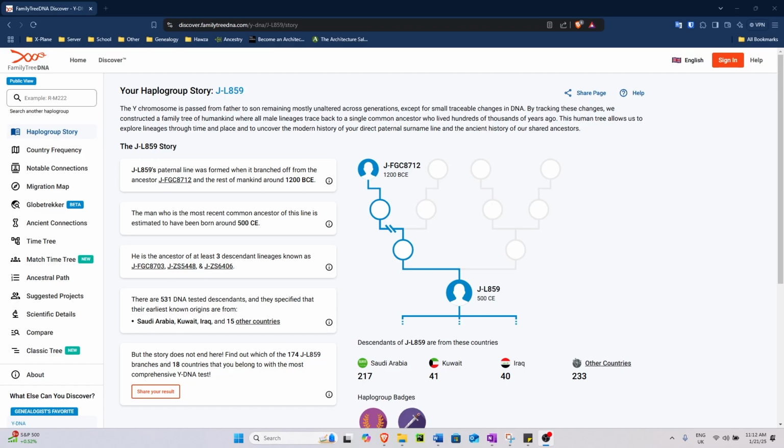If we take a look at this discover tree of J-L859, we can clearly see first the 500 CE MRCA, which is exactly the time of Hashim and Abdul Muttalib alayhi salam. And we can also see one of the major flaws of L859, which is the bottleneck between it and FGC 8712, which originated around 1200 BCE. And from here we can continue to analyze the structure of the J-L859 phylogeny through its three mutations.